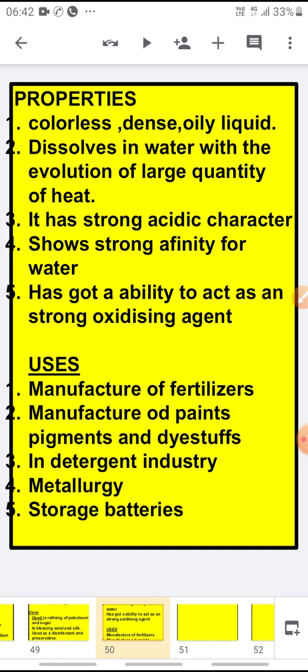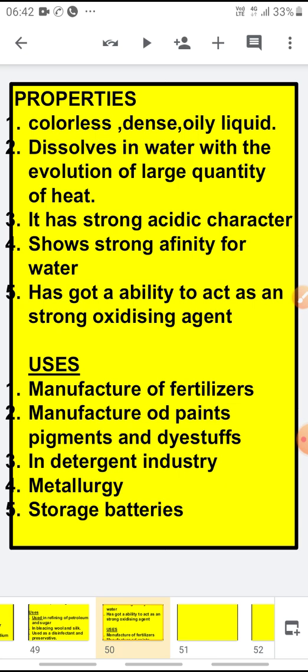I'm sorry children. Now you have to remember that sulfuric acid shows strong affinity for water. That means it absorbs water readily. Many of the wet gases are dried using sulfuric acid by passing the wet gas over sulfuric acid.